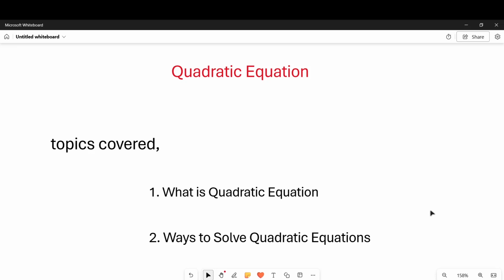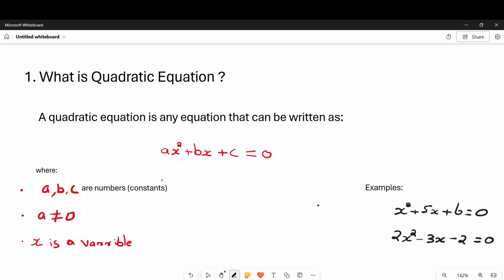Today we are going to discuss quadratic equations. We'll see what a quadratic equation is and how to solve quadratic equations. Okay, so first we are going to discuss what a quadratic equation is.